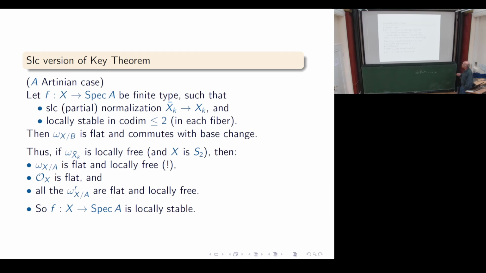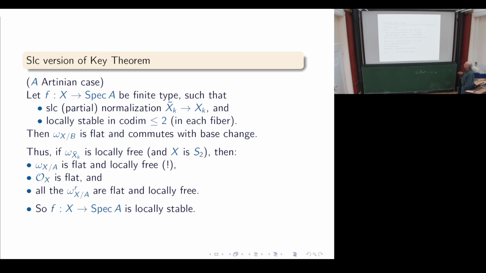Okay, well, let's see first what's the consequence of this. Let's assume that this omega of X_K bar is in fact locally free. This is the case that we will use. Then the claim is that omega X over A is flat and locally free, and the structure sheaf is flat. Of course, this is okay because once this is locally free, it is flat, and O_X is flat. And then all the others are just locally free, and so they are flat. And so this whole morphism is stable.